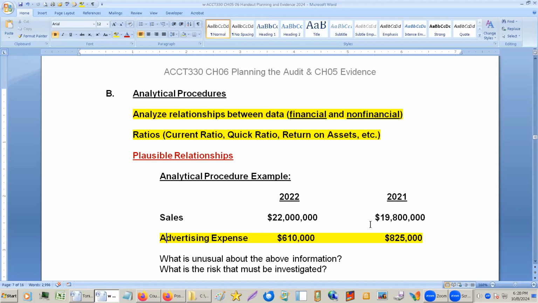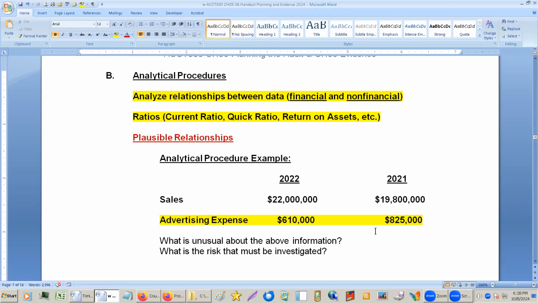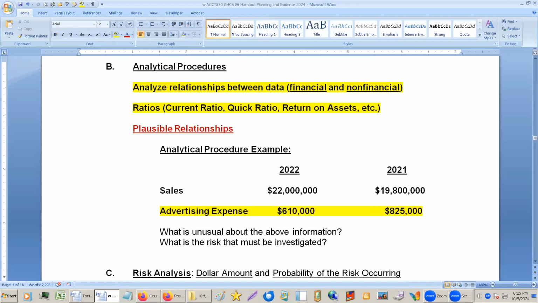And so this is an analytical procedure. The plausible relationship is that there's a correlation between sales and advertising expense. The more you advertise, the more you sell. That's the plausible relationship. But when you look at something like this that goes against that, that is an indication that there's something you need to look at. So what's unusual: sales increase.